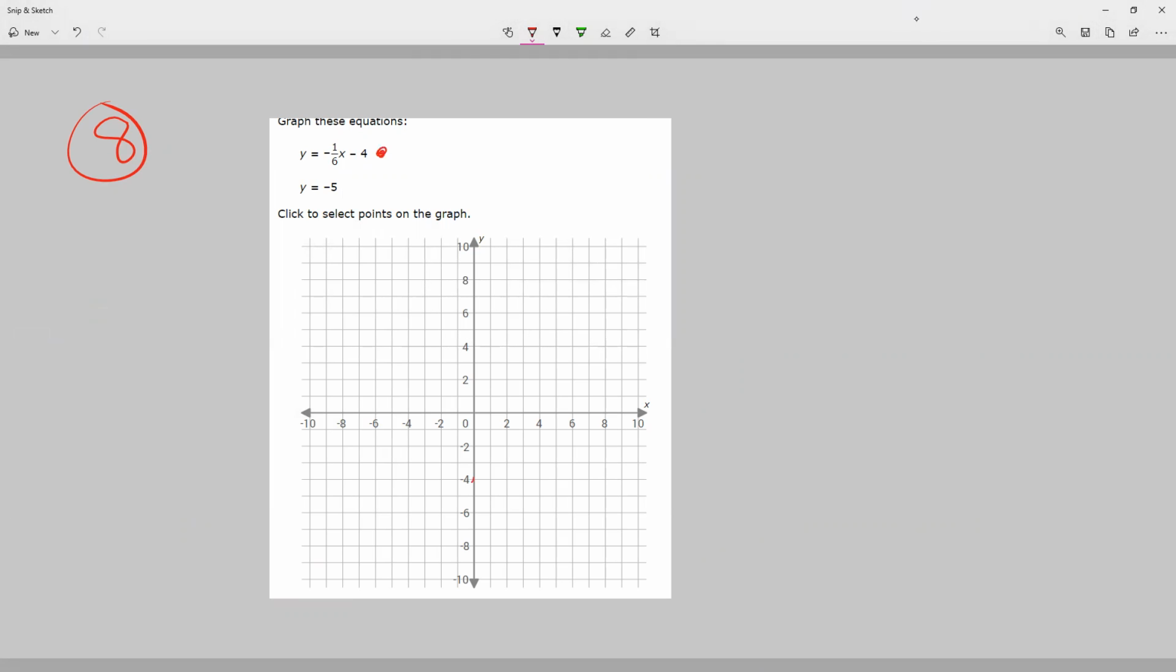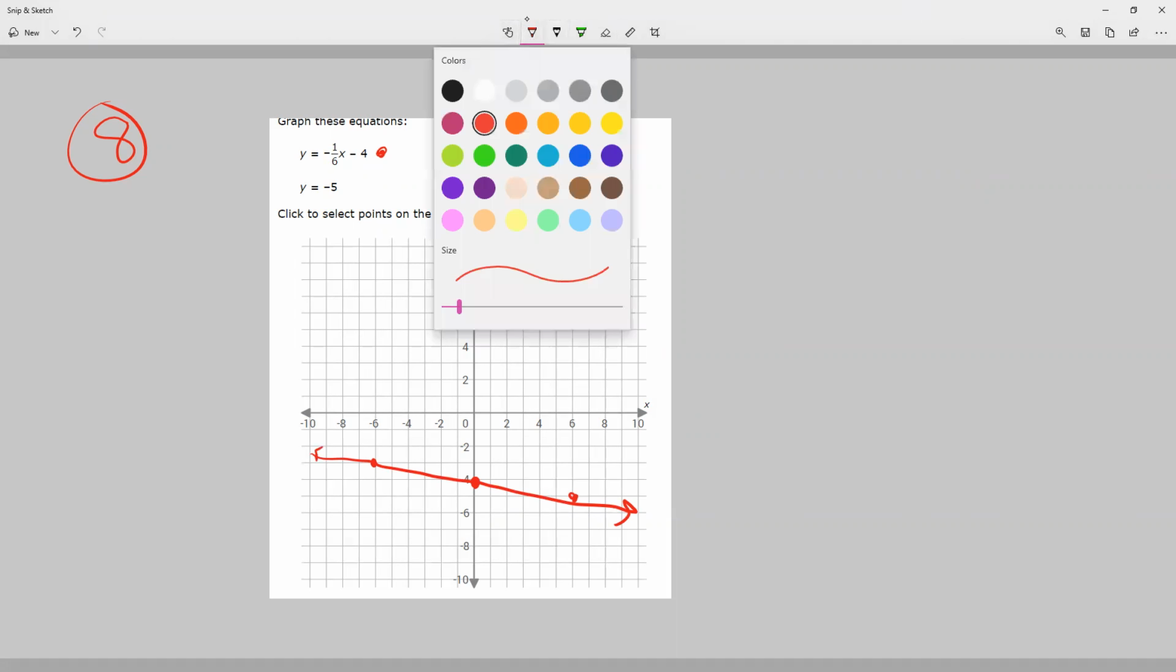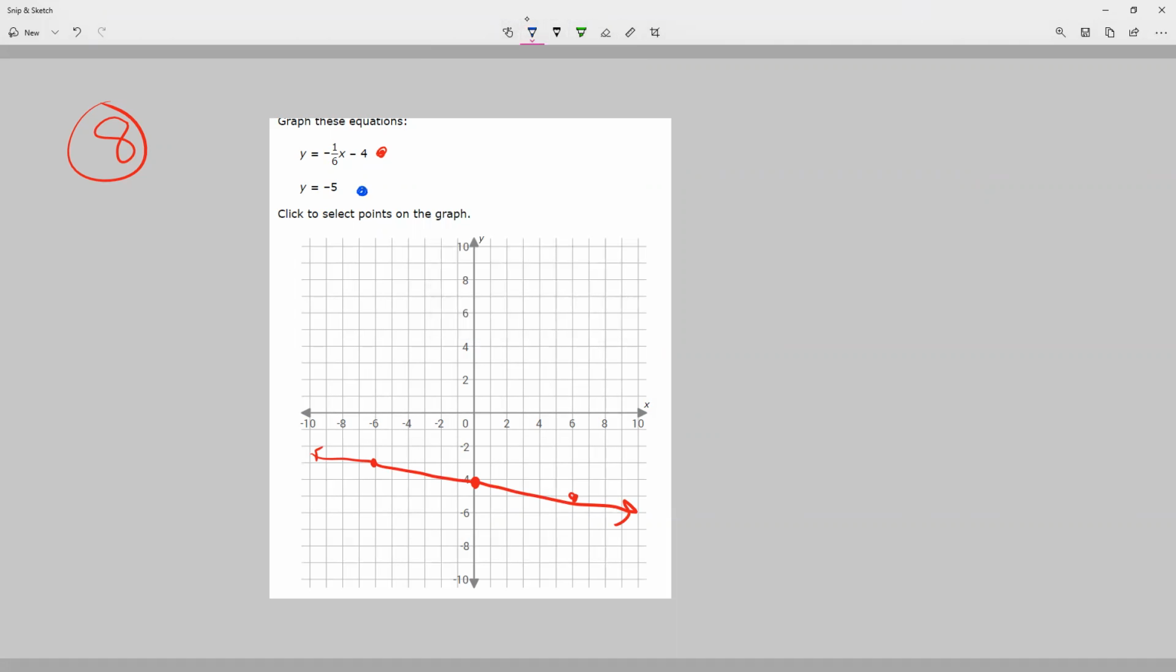So if I do -4 and then down 1 over 6, or up 1 backwards 6, then it looks like this. And then if I do this weird looking equation here, y equals -5, this is really saying y equals 0x minus 5. So my y-intercept is -5. And then I have no slope, no tilt. So I'm just going to have a flat line, right? Like a flat ramp that goes through that spot.